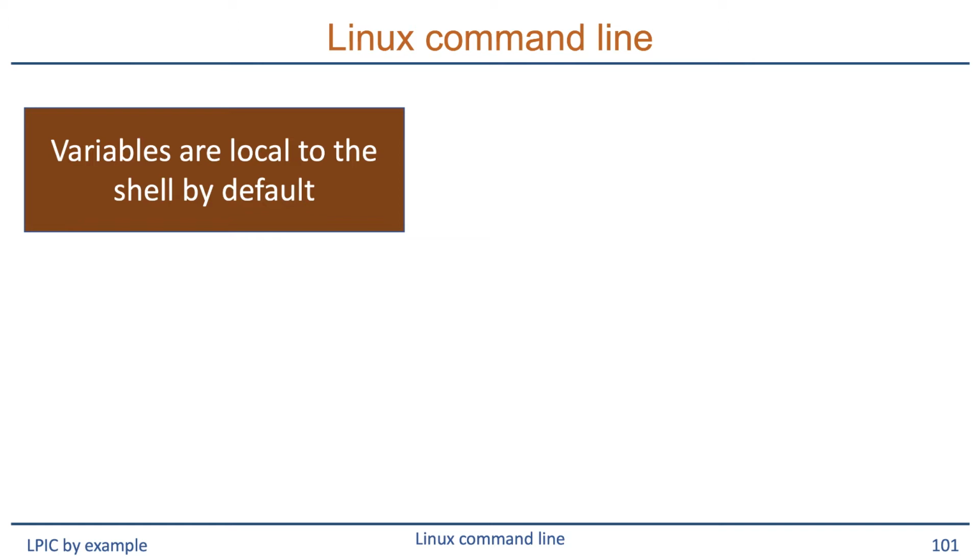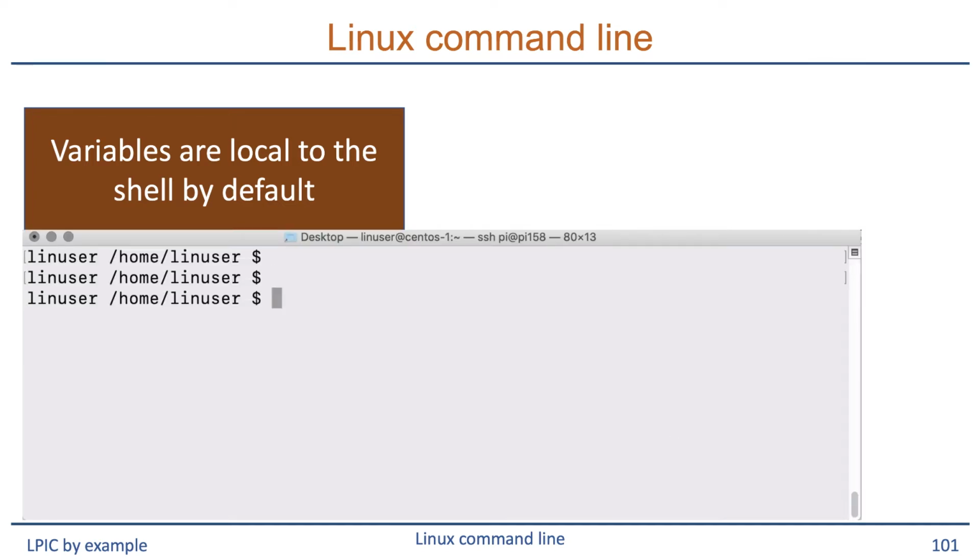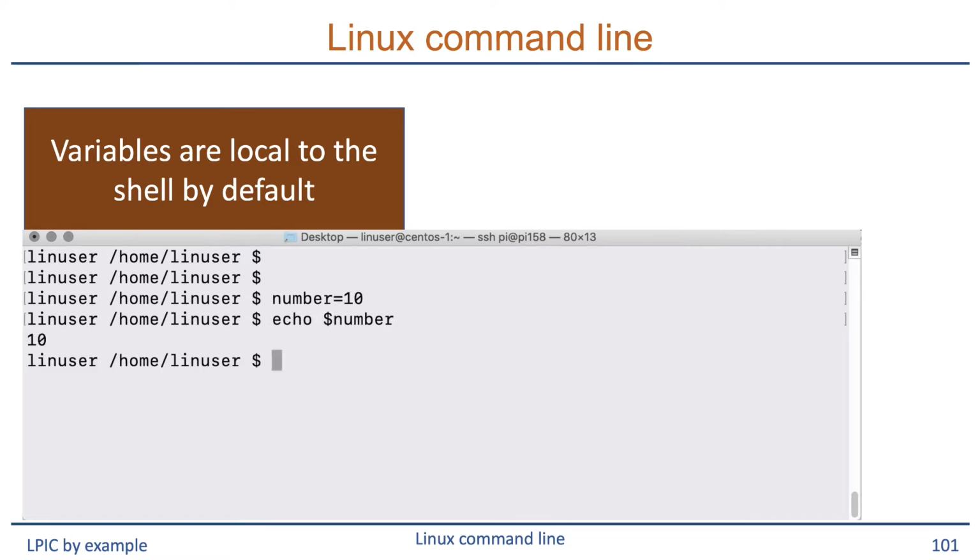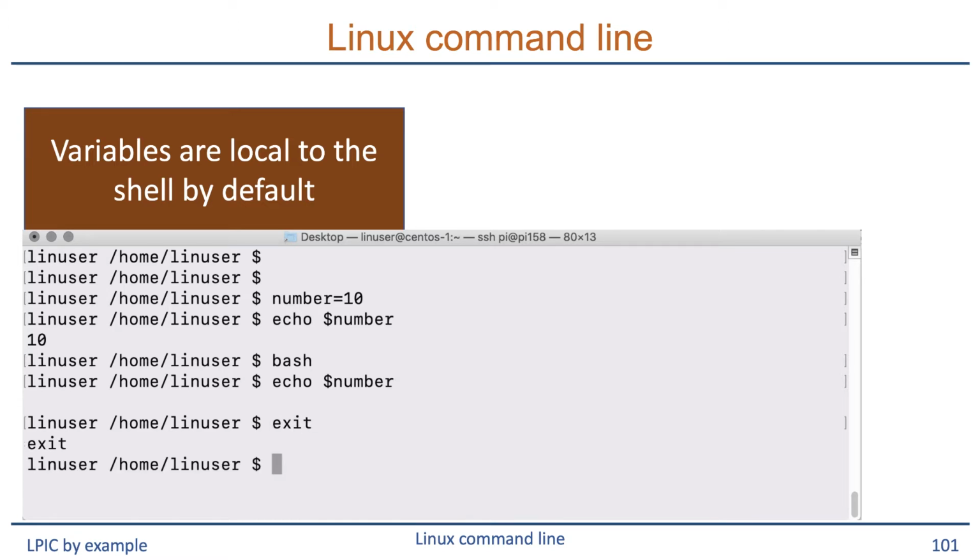So when you create a new variable with a value, this is a local variable. This means that the variable is local to the shell. This also means that when you create a child shell, this variable is not present in that new child shell. For example, when you create a variable number with the value 10, you can echo its value. And when you create a new bash shell and echo its value again, you notice that it is not there. Why not? Because it doesn't get exported to the new child shell.